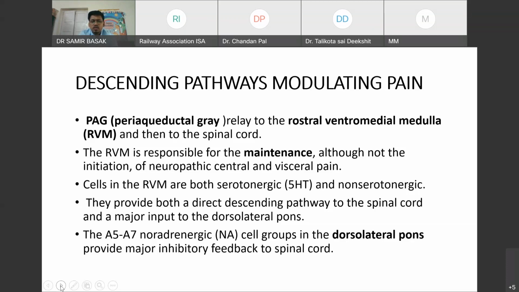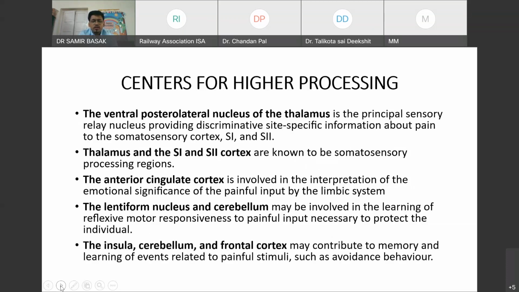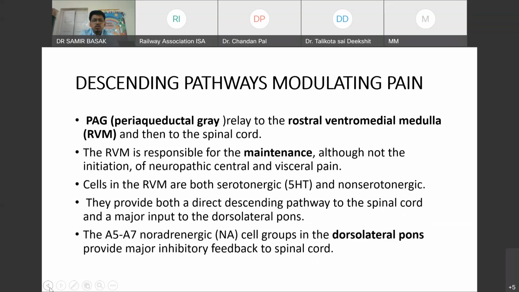There are adrenergic neurons as well. They provide the direct descending pathway, also by way of the dorsolateral pons. Other than the direct rostral ventromedial medulla to spinal cord pathway, there is the dorsolateral pons, which acts by releasing noradrenaline. This also inhibits the spinal cord. So here noradrenergic and serotonergic pathways all inhibit the pain pathway at the level of the dorsal horn.